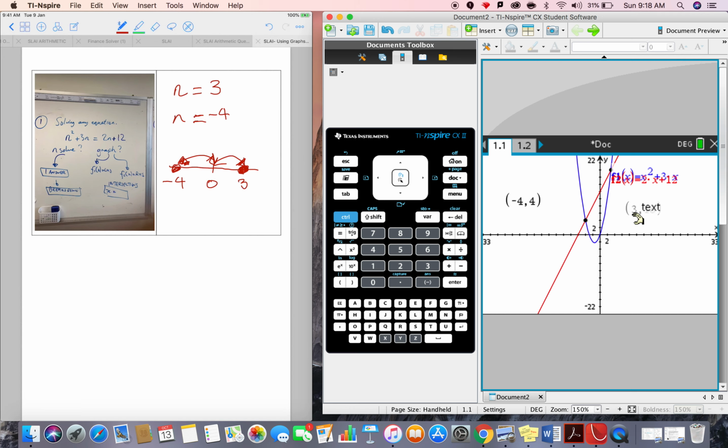So you're always going to be able to get the solutions to an equation by graphing the left hand side and the right hand side.